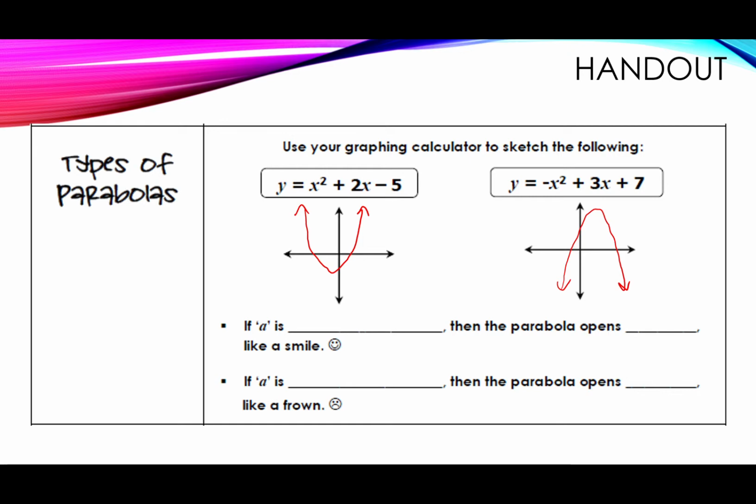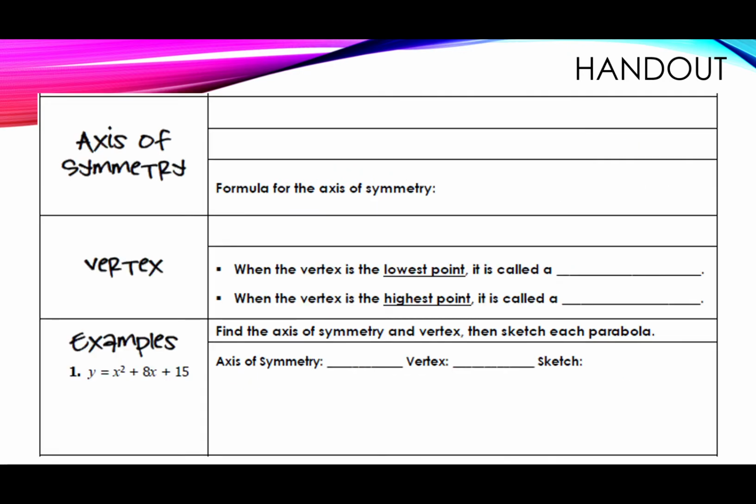Okay, and so from that, hopefully you can see that if a, or what's in front of x squared, is positive, then the parabola opens up like a smile. So if you're positive, you have a smile on your face. If a is negative, if what's in front of x squared is negative, then the parabola is going to open down like a frown. So if you're negative, you don't have a smile, you have a frown on your face.